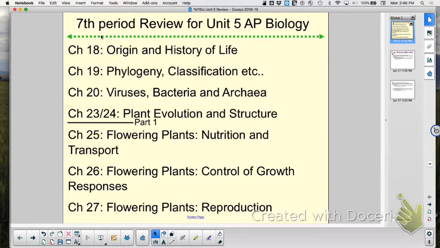What are the classification categories? Remember those? Domain, kingdom, phylum, class, order, family, genus, species. How did we set those up? What are the origins of that? What does it mean to be in the same phylum? What does it mean to be in the same class? How do you determine that? Those are all big ticket items.